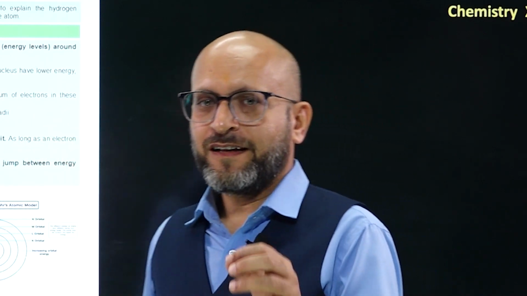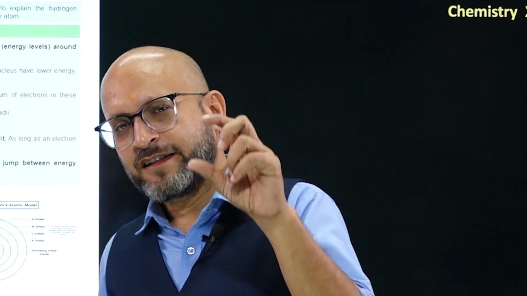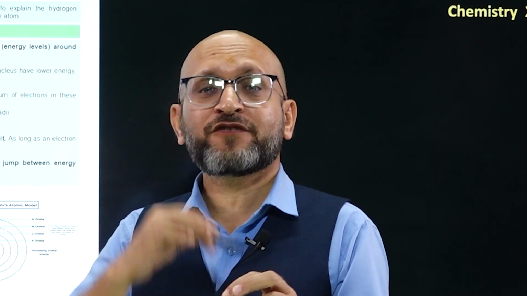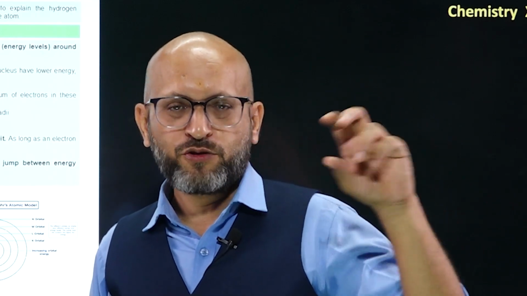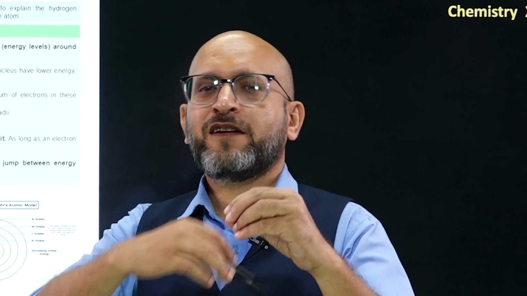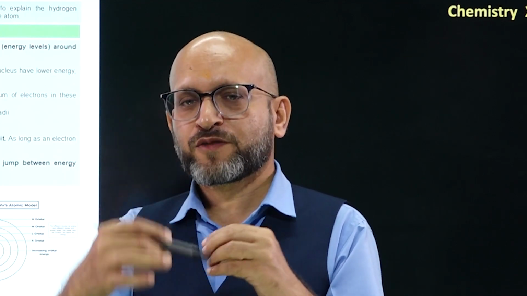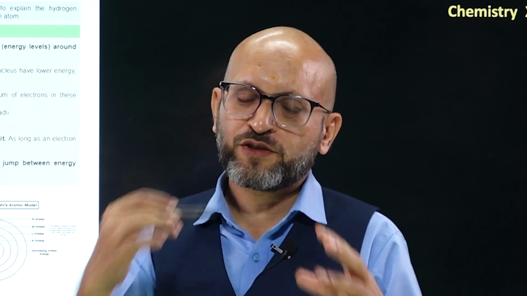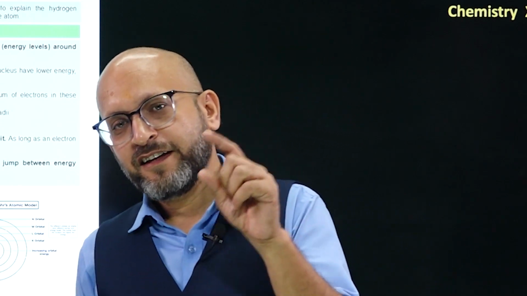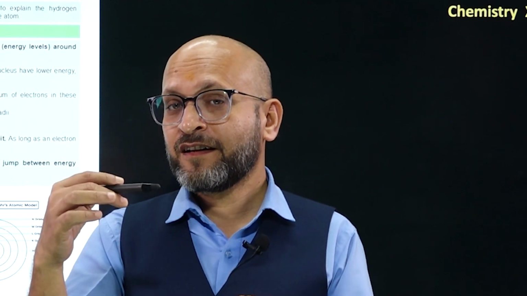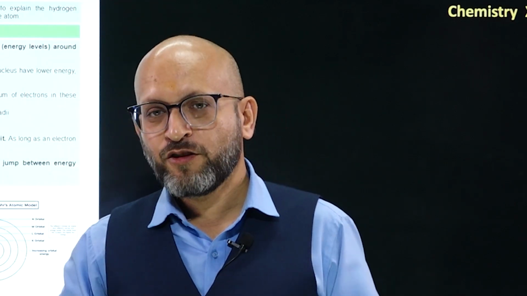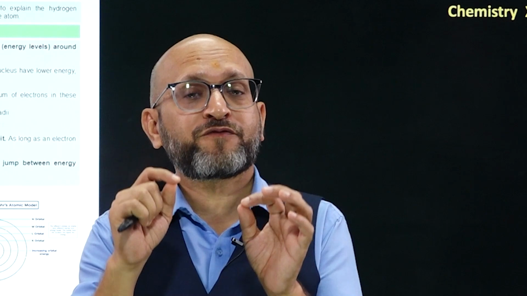Bohr's atomic model says that the energy of a particular orbit is fixed. In Rutherford's model, what was the doubt? That the electron will lose its energy and the orbit will become smaller and smaller, and finally it will collapse into the nucleus. But Niels Bohr told that the energy of an orbit is constant. The electron will absorb energy and go to a higher orbit, and it will lose energy and fall back to a lower orbit. The energy of the orbit is fixed.